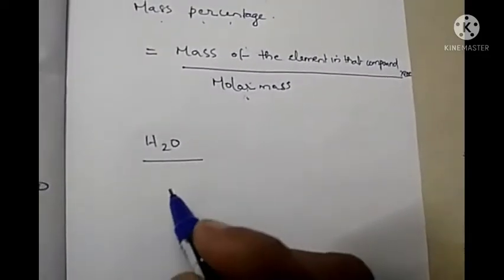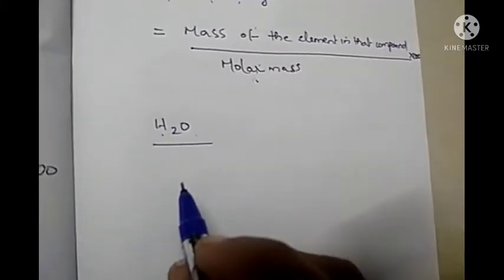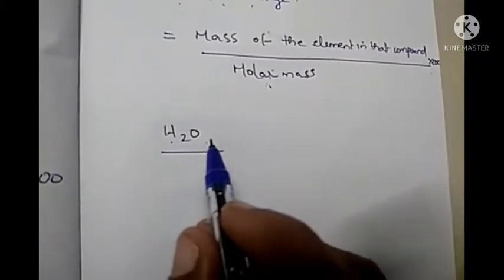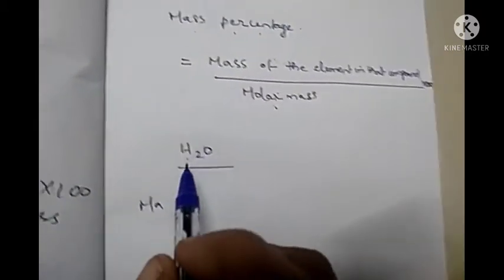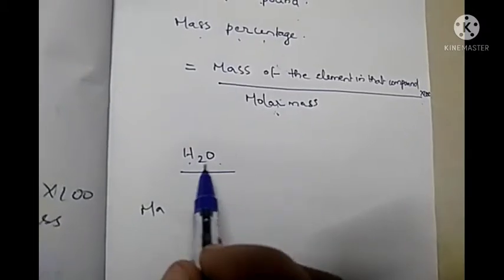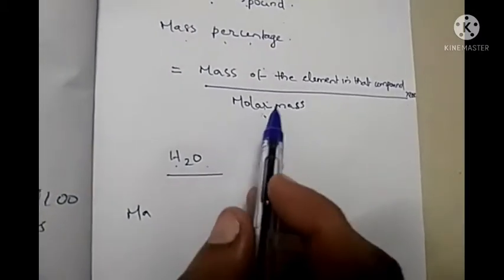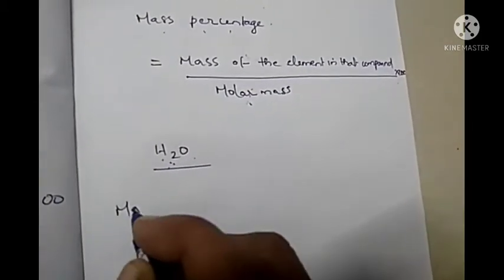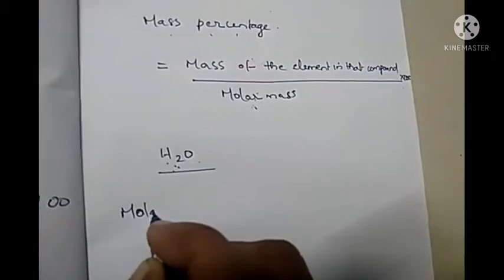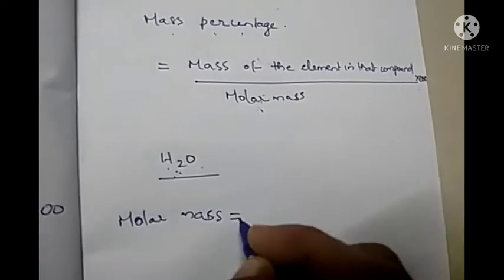First one is water. Which elements are present in water? Hydrogen and oxygen. So we can calculate the percentage of hydrogen and oxygen in water. First we will calculate the percentage of hydrogen. But before that we have to calculate the molar mass of this compound. So how can we calculate it? We know that molar mass will be equal to its molecular mass, so we can calculate the molecular mass.